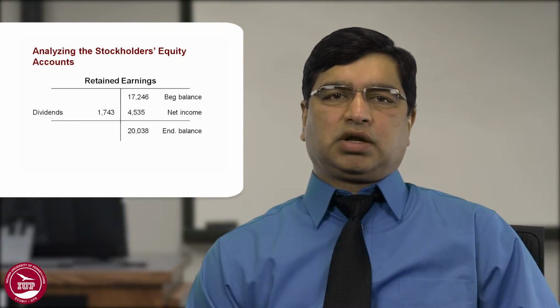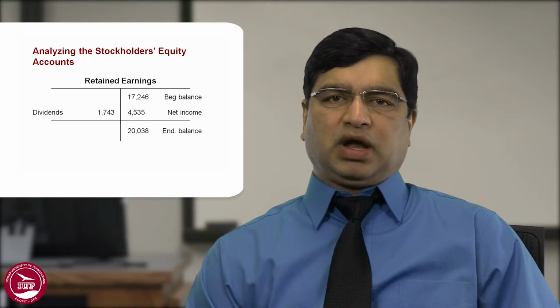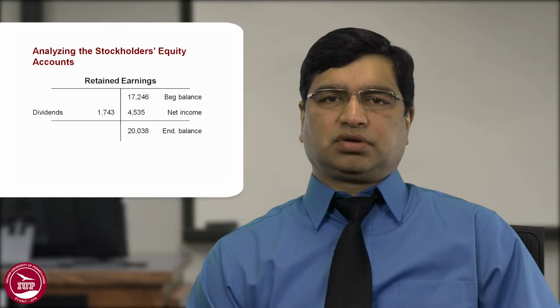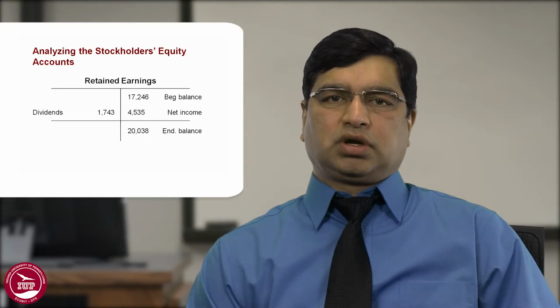If you look at a T account for retained earning, there is a beginning balance. As we said, it will increase by the net income, and note that 1743 dividend is debited, and the net retained earning reduces by that. To get the ending balance, you add the numbers on the credit side, add the numbers on the debit side, subtract the smaller number from the bigger total, and the balance will be 20,038, which will be put at the bottom of the bigger number.